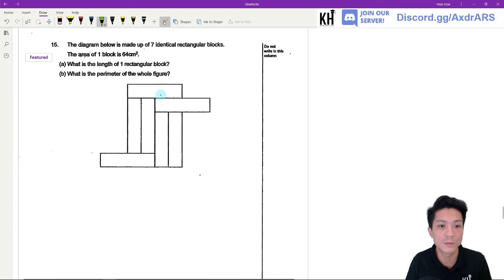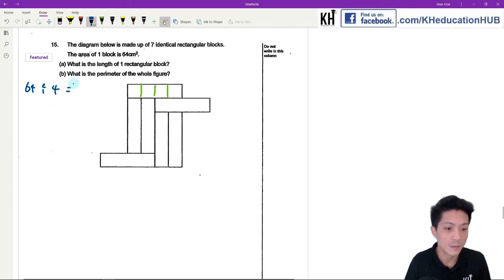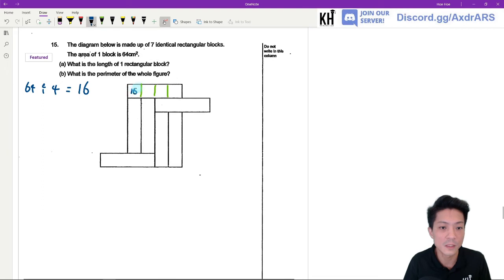Okay, so we know that the area of one rectangular block is 64 cm squared, right? Okay, so if you realize, you can actually cut this into 4 equal parts. 1, 2, 3, 4, because of here. And so each one of these is a square. So if we use 64 divided by 4, it's going to give me 16. Okay, which means that one of these is 16. Okay, which makes the length over here 4 and here 4. So now we know that the length of the block is 16 cm.